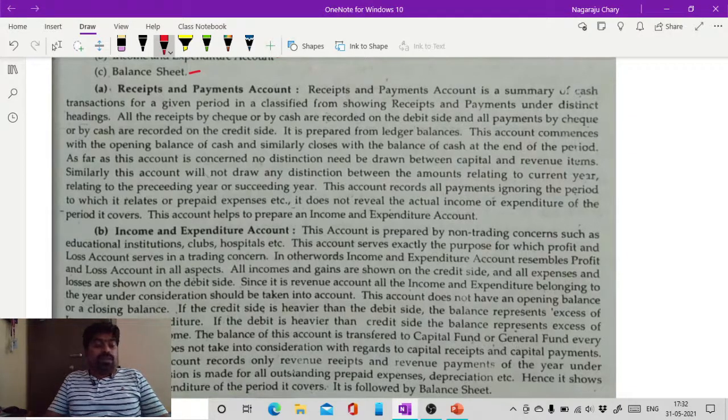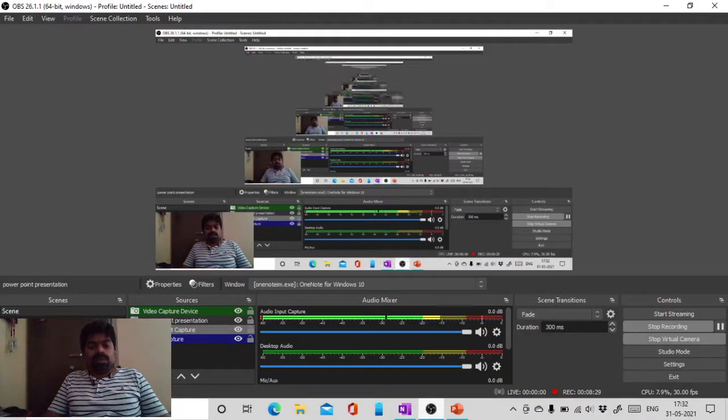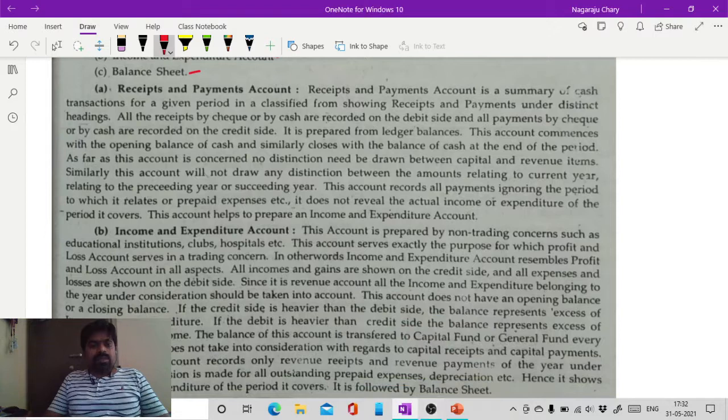We know what real accounts are: debit what comes in, credit what goes out. That's why whatever property or assets are coming into the organization are to be debited, and whatever assets and properties are going outside from the organization are to be credited, according to the real accounts principles.